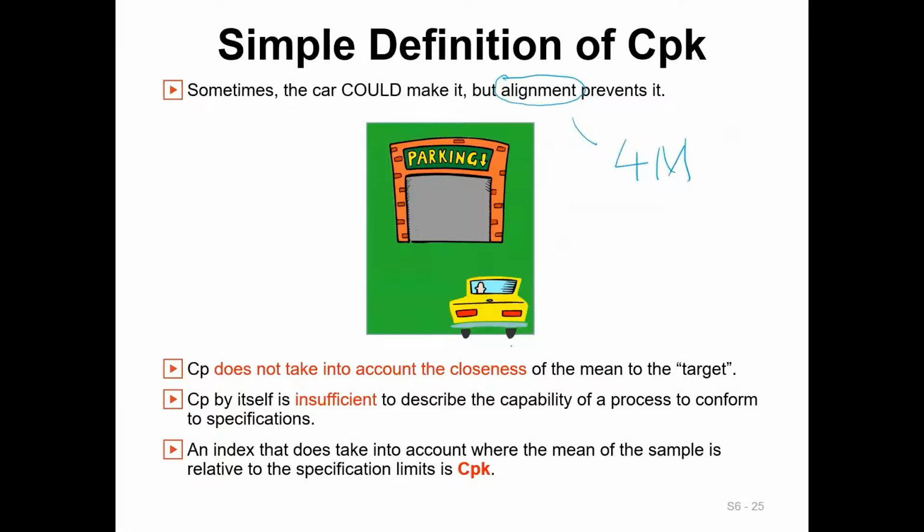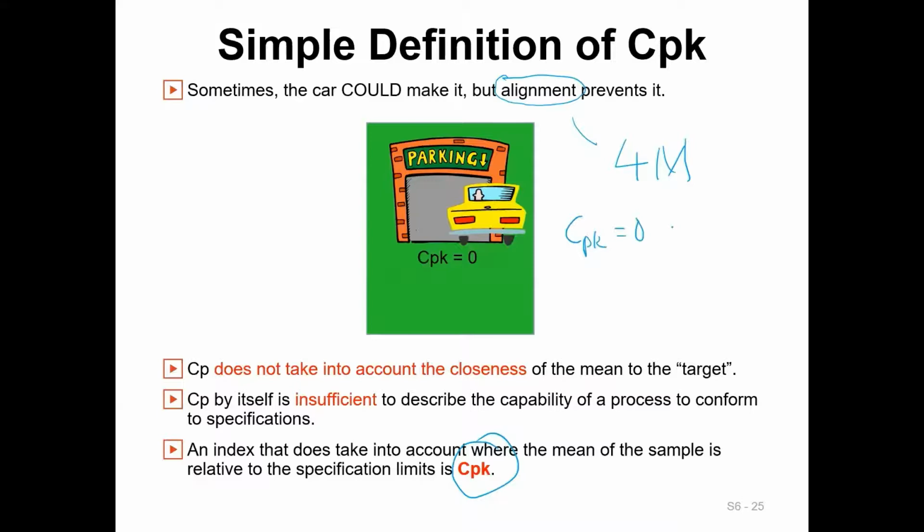So sometimes the car could make it, sometimes cannot. Why cannot? Because of the 4M. So we need another index called CPK. CPK 0 means the center of the data is exactly on the limit. It could be the upper control limit or it could be the lower control limit.